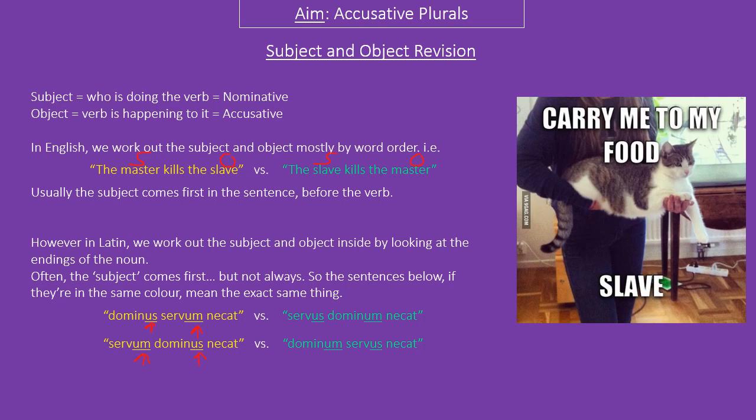And you may have noticed I've been calling it subject and object, but actually we could refer to it as nominative and accusative. So subject, or person who's doing the verb, is actually what we'd call the nominative, and the object, or what the verb's happening to, is the accusative.